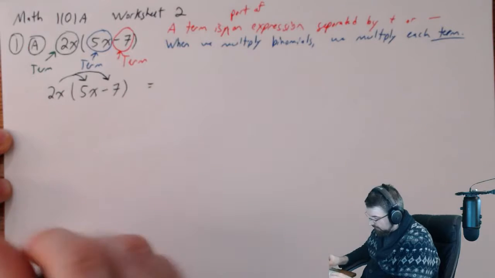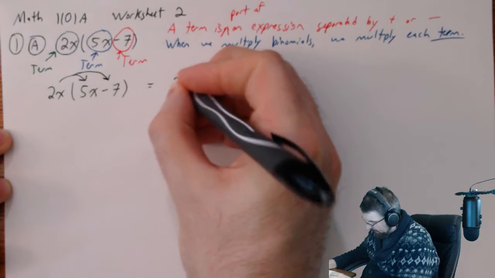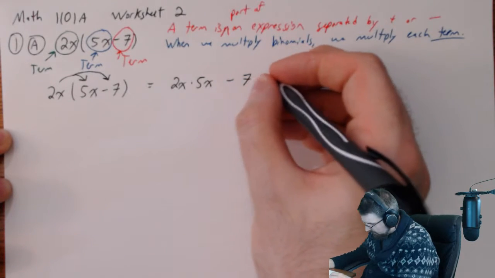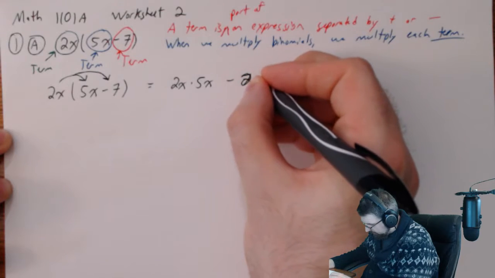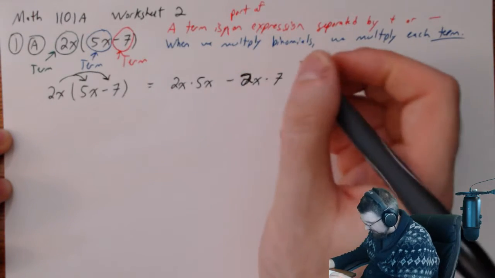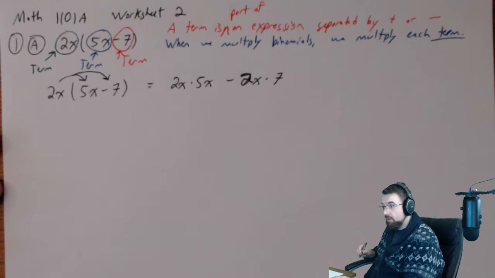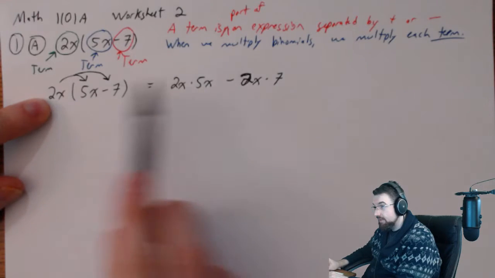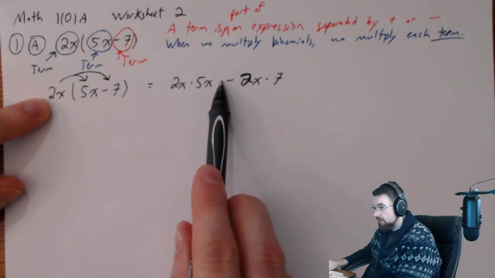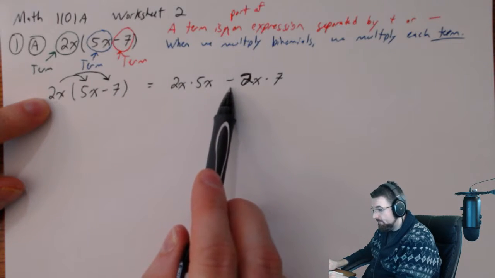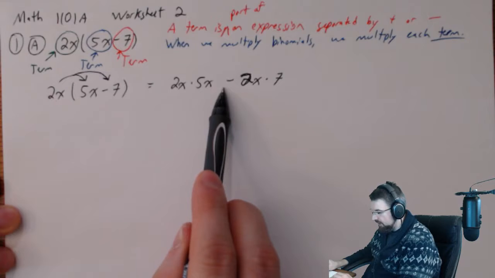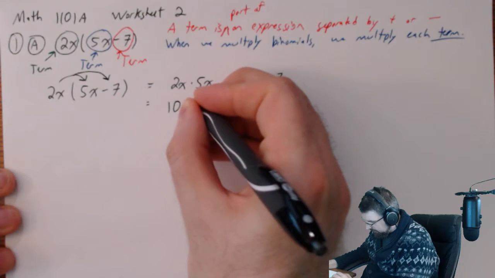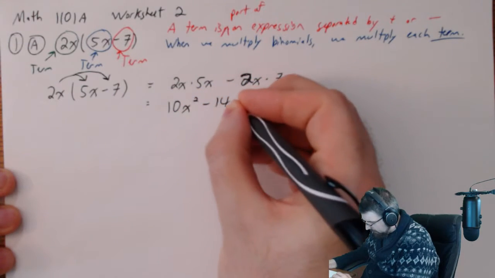So what we end up with is 2x times 5x minus 2x times 7. Now, this is sort of an intermediary step. We don't always see this one written out, but that's what's happening. I'm taking this 2x and multiplying it by this 5x. I'm taking this 2x and multiplying it by this 7. And the operation in between them is going to stay the same. It was a minus here, it's going to be a minus here. So we're going to end up with 10x squared minus 14x.